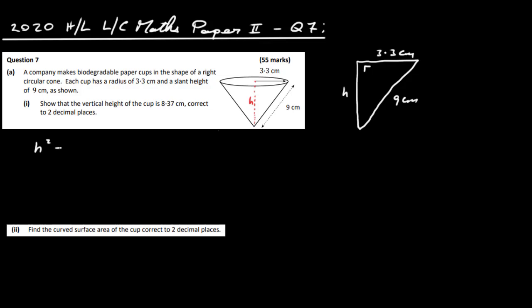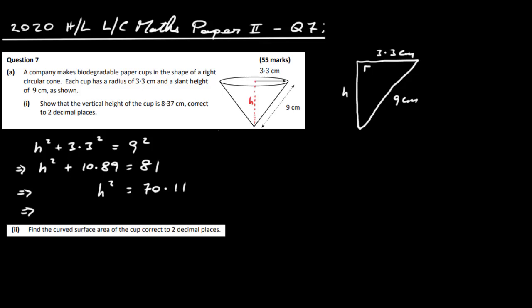So we have h squared plus 3.3 squared is equal to 9 squared. That gives us h squared plus 10.89 is equal to 81. That gives us h squared is equal to 70.11. And that finally gives us h equal to 8.37 centimeters. So that's the first part of A done. Let's have a look at part 2.